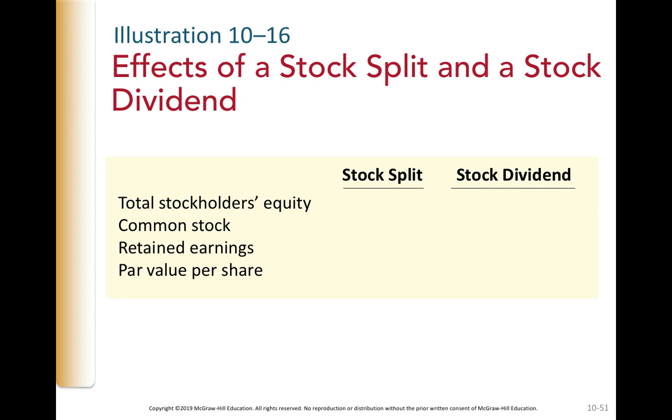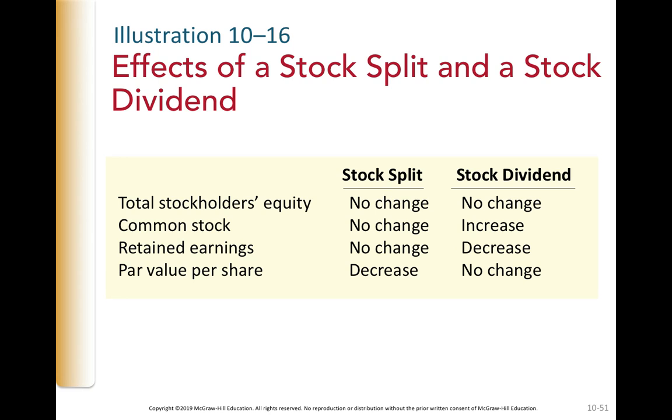Let's look at the effects of a stock split and a stock dividend. For a stock split, the total stockholders' equity has no change, common stock has no change, retained earnings has no change, and the par value per share decreases. For a stock dividend, the total stockholders' equity has no change, but the common stock increases and the retained earnings decreases. The par value per share has no change.